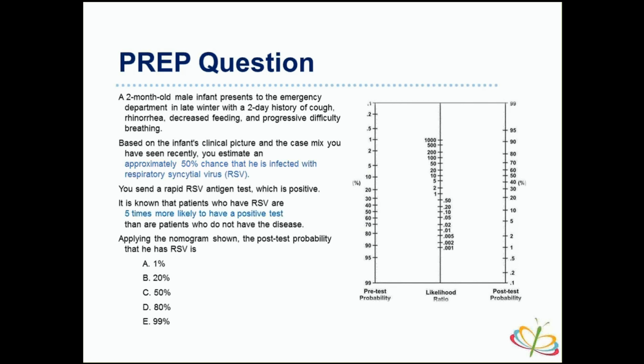So 2 key things: approximately 50% chance that he's infected. So what does that tell us? What is the pre-test probability? 5 times more likely to have a positive test: the positive likelihood ratio. So, next. Okay, 80%, answer D. People actually got this wrong on prep, and many chose 50%, which is really high, but this was incredibly easy, just utilizing these very basic principles. Okay? Next.